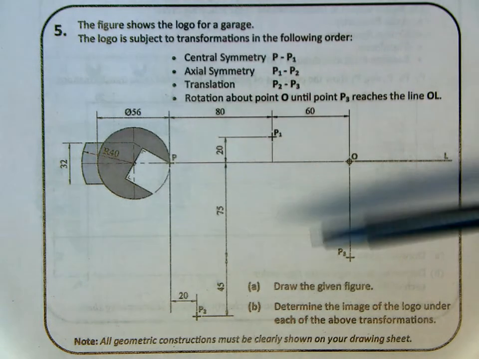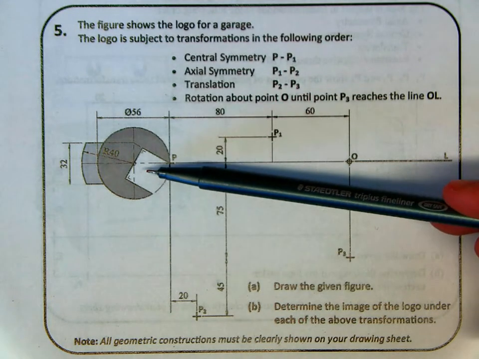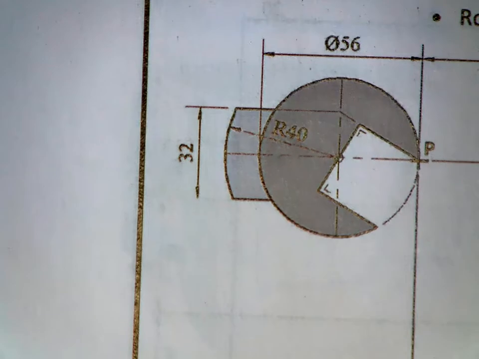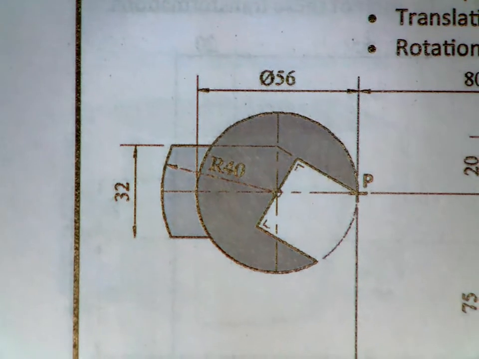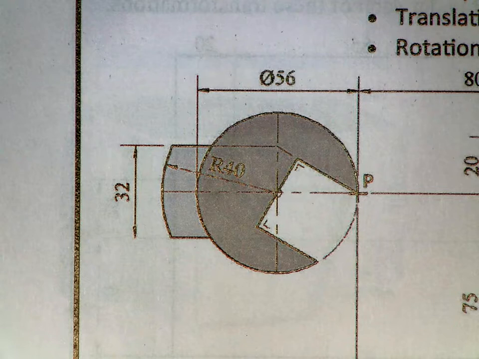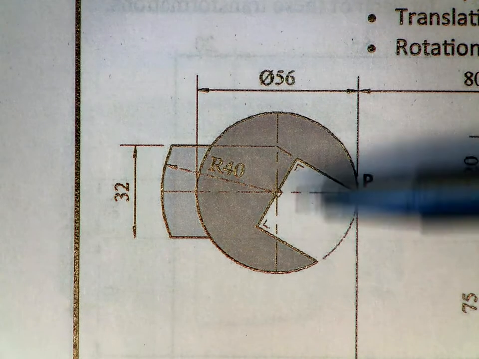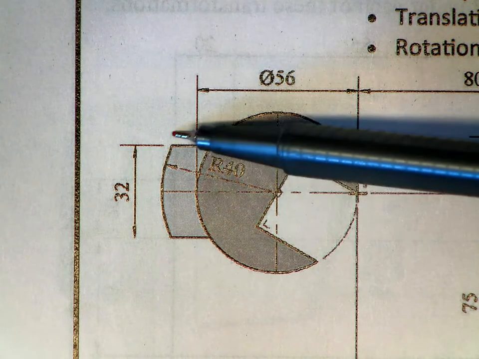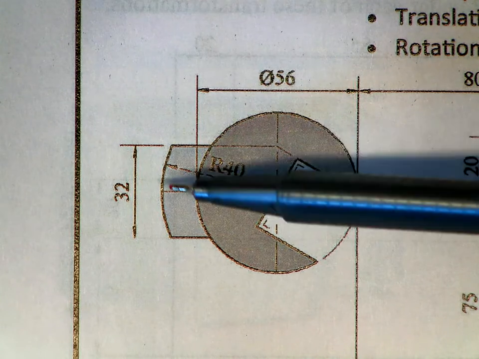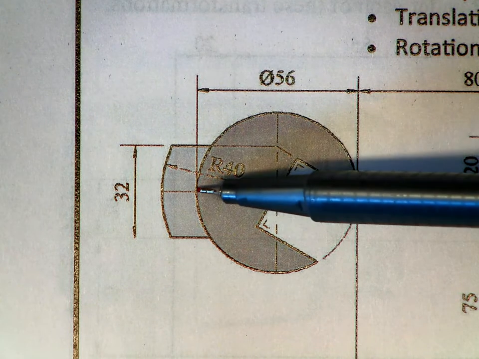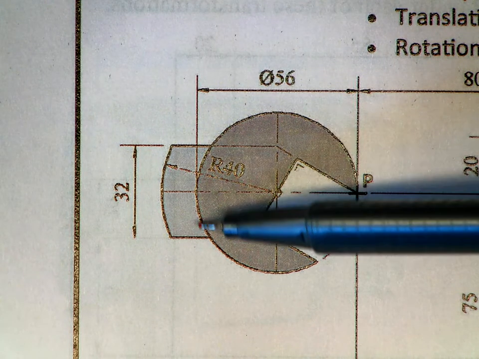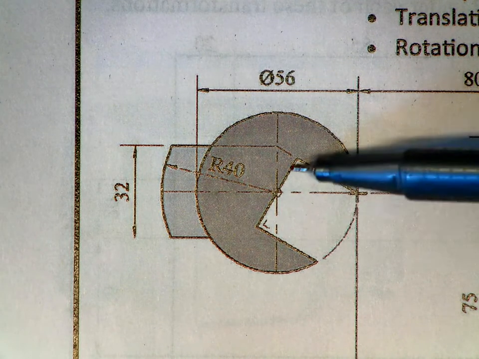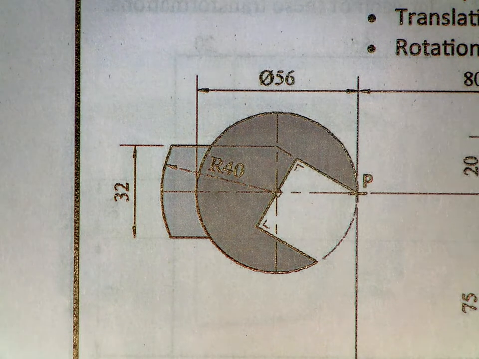So the very first thing is part A, which is to draw the logo. If I just zoom in on this logo here for a second. So we have a diameter 56 circle, which is a radius 28, and I have a radius 40 circle from the same center point. I have to measure 32, so I'm going to be measuring up 16 and down 16 to find those two there. And we'll look at how to find these two right angles in here in the middle as well.